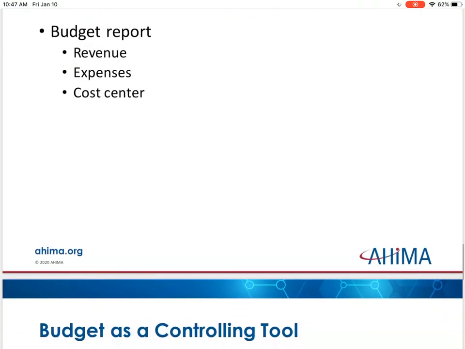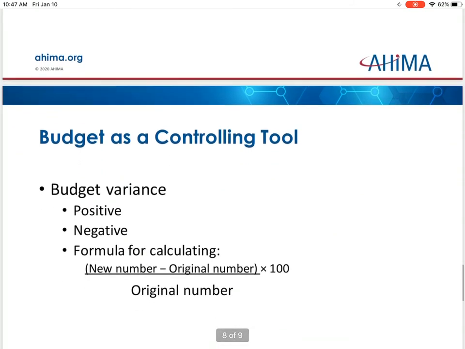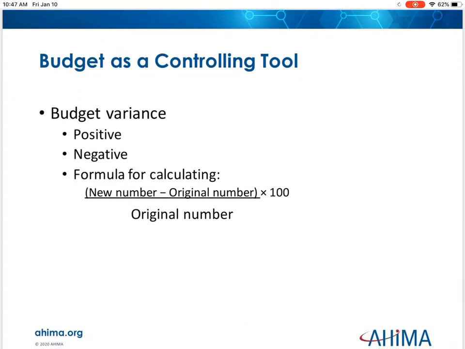All right, so now we're getting into our actual budget variances here. And what I'm going to try to do is some math for you on the screen that you can see. We're going to actually calculate some budget variances, and we're going to talk about whether those budget variances are positive or negative. So a monthly budget report is the tool that the manager uses to control the financial aspects of the department.